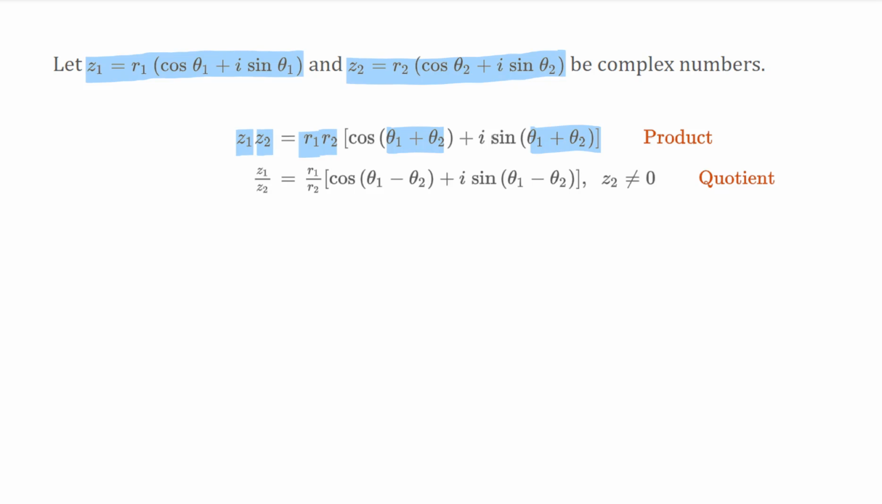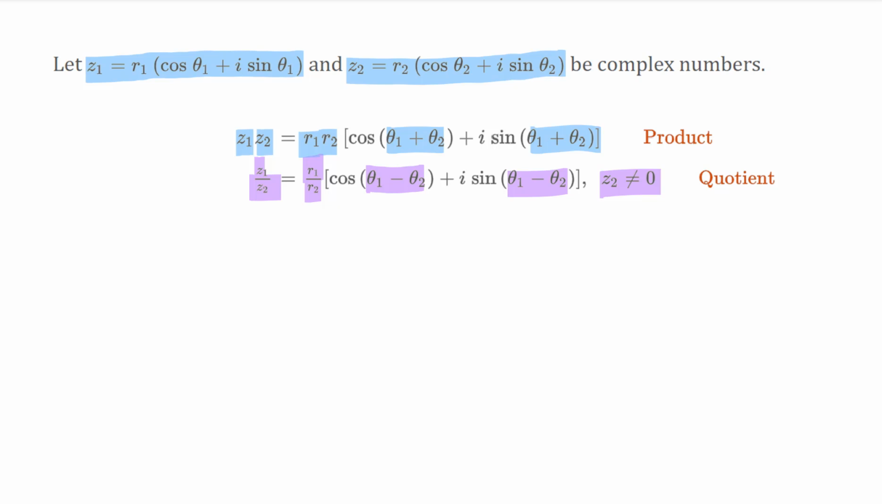And of course, we also have a division. So if you have them being divided, we will take our radii and just do as we're told. We will divide them. And then instead of adding, we're going to subtract our angles. And of course, we can't have the Z2 being 0. We really wouldn't care anyway, would we?